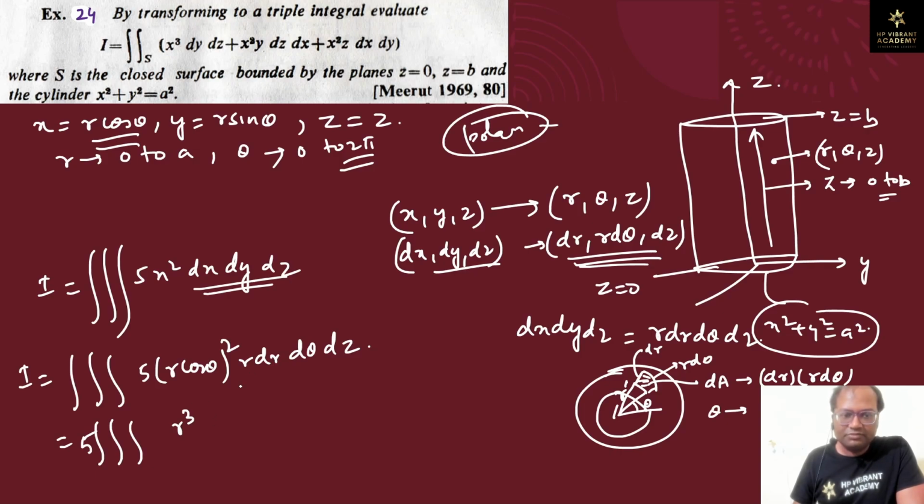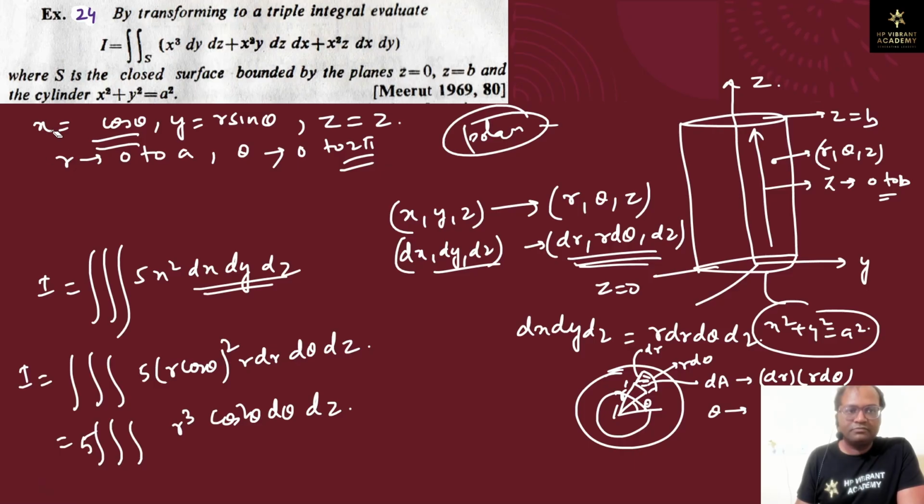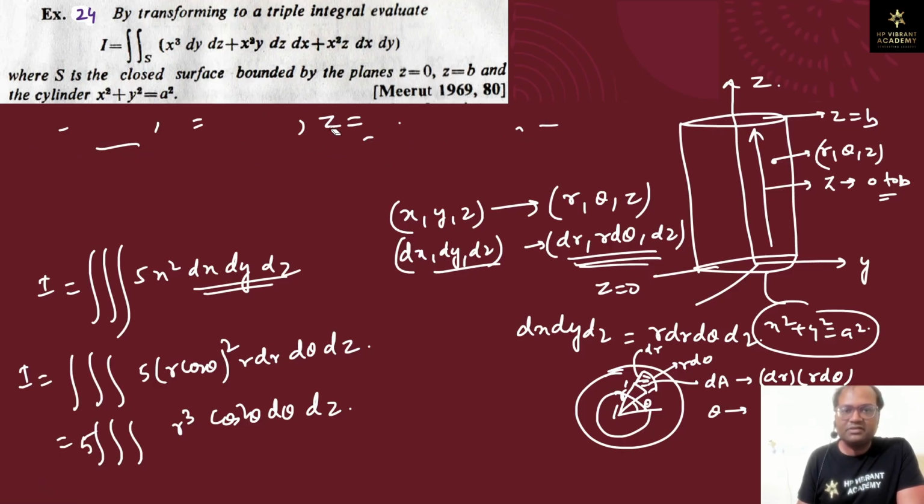This is r cube, and this is cos square theta d theta and dz. Let us further simplify this. Let us place the limit here. So r is equal to 0 to a, theta is equal to 0 to 2 pi, and z is equal to 0 to b. Okay, so let us further simplify this.